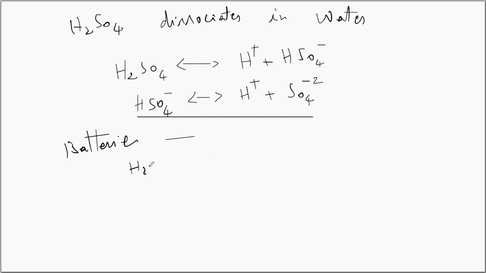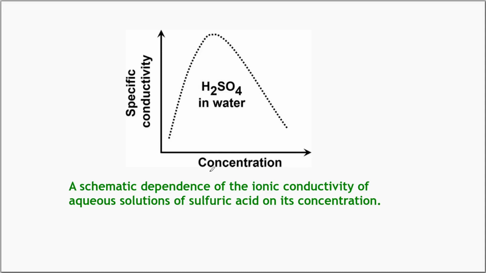In this case, the dissociating species is the H2SO4. However, it's not possible to continuously increase the ionic conductivity of aqueous solution of H2SO4 by increasing the concentration of the sulfuric acid in water. Along the x direction, we are plotting the concentration, and along the y direction, we are plotting the specific conductivity. As we increase the concentration of H2SO4 in water, we find that the specific conductivity increases sharply, and for some concentration of the H2SO4, it reaches a maximum value.